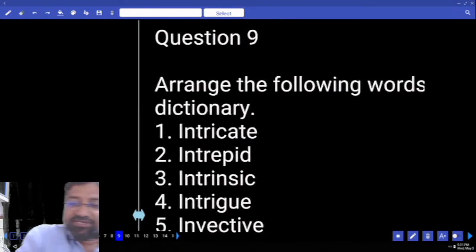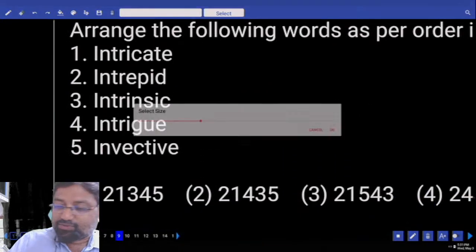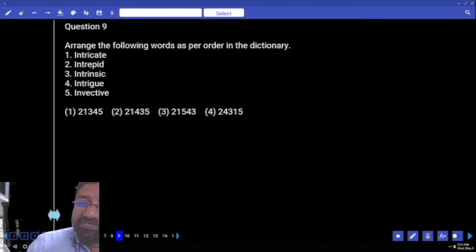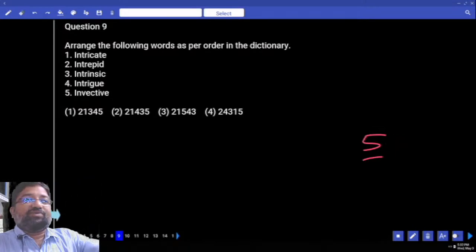Look at this question carefully. How will I try to solve this question? Arrange the following words as per the order in the dictionary. If you observe carefully, the first 2 letters of all the words are the same. The third letter from 1 to 4 is T and the last is V. What comes first, T or V? T comes before V. And surely V is in the last, 100% guarantee in the options. 5 should be in the last. This is how we think.